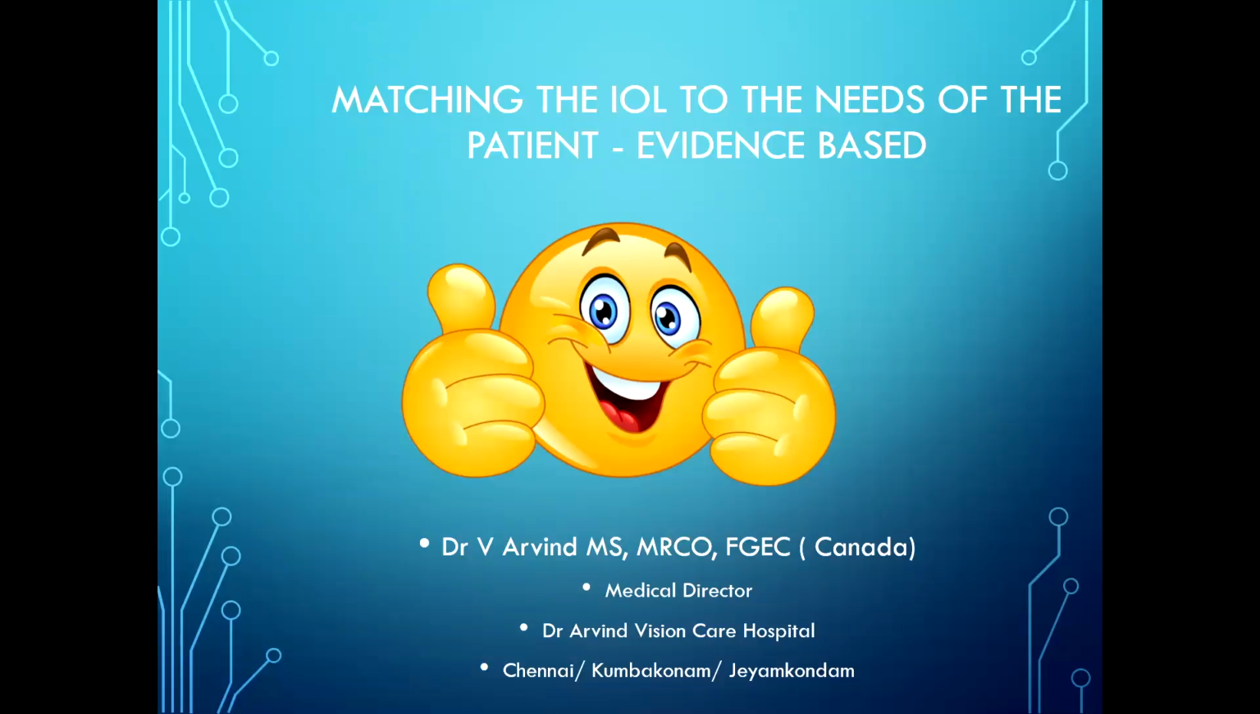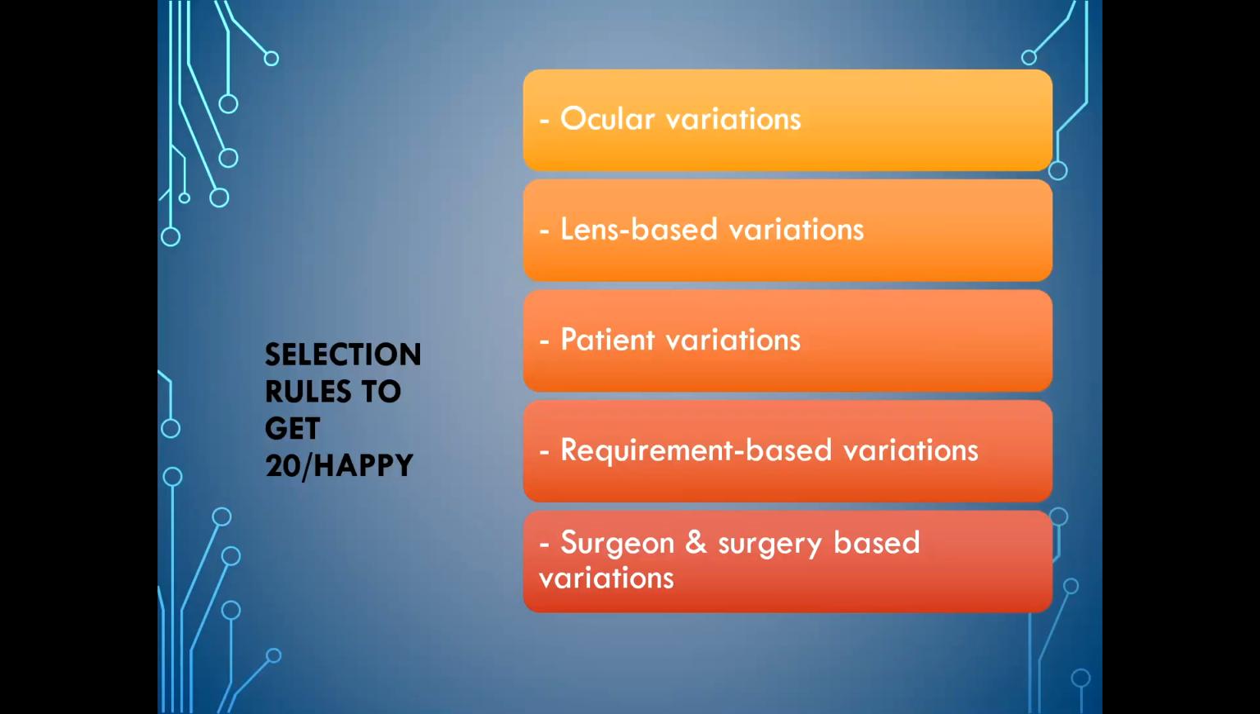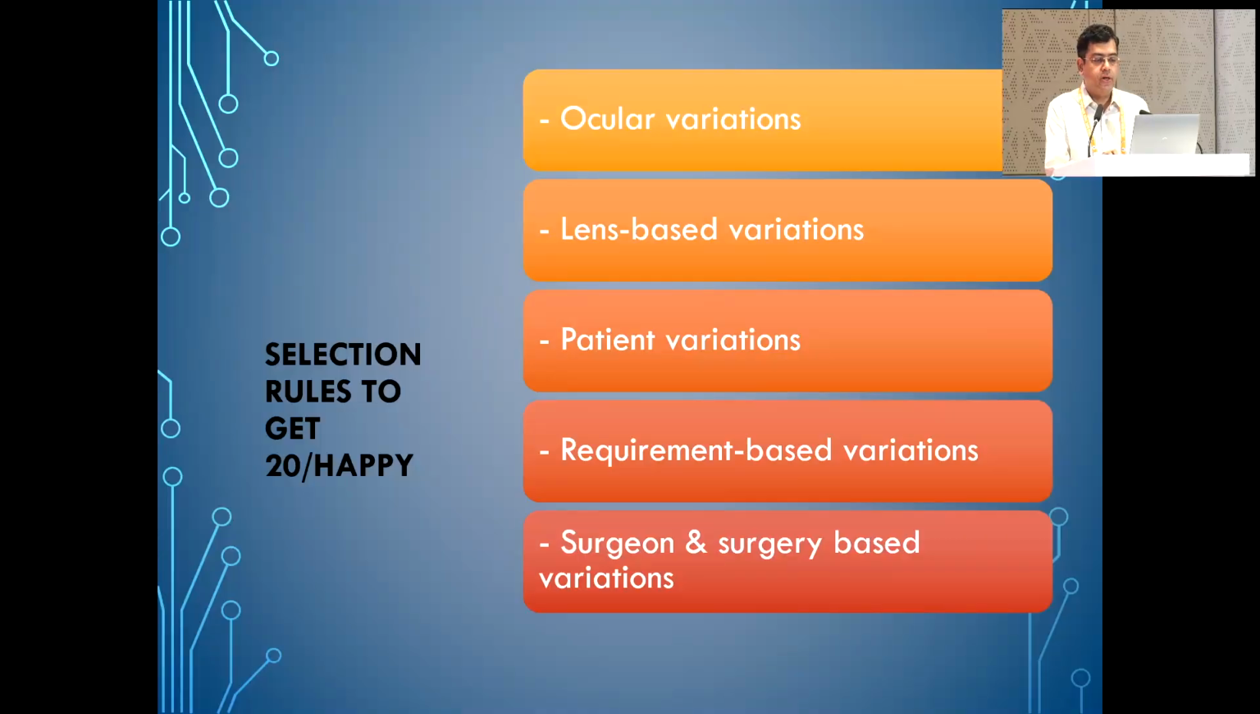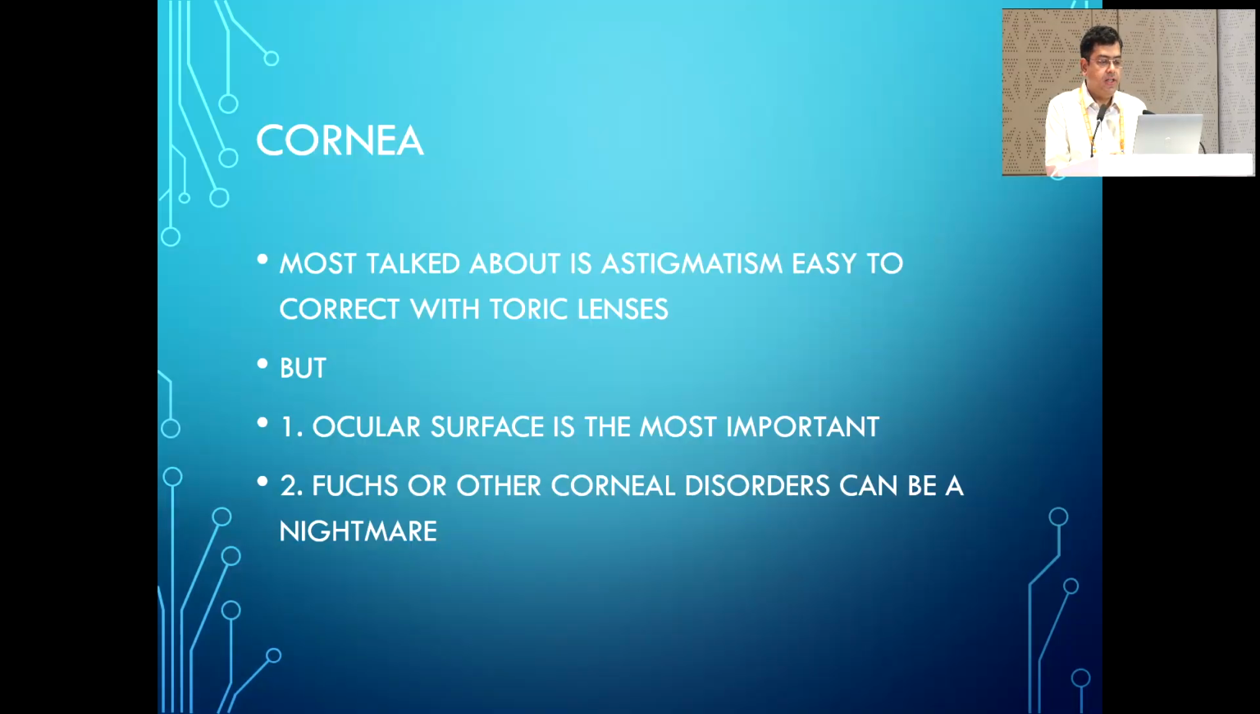Good morning to the full hall of chairs here. So, actually, the rules of selection to make a patient 20 happy, which is the most important thing, have to be based on various parameters. So, I would like to look at ocular variations. We will look at lens-based variations. We look at patient variation, and then requirement-based variation, and surgery-based variations.